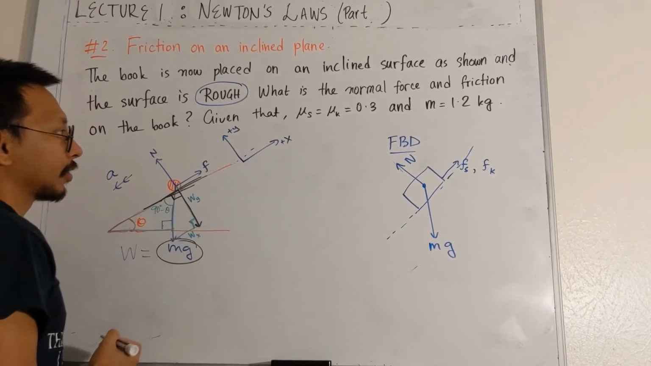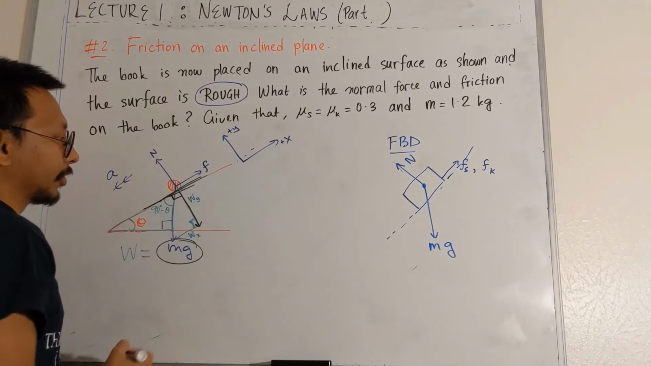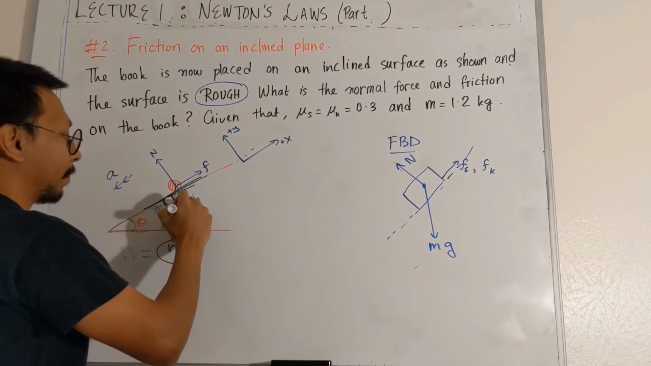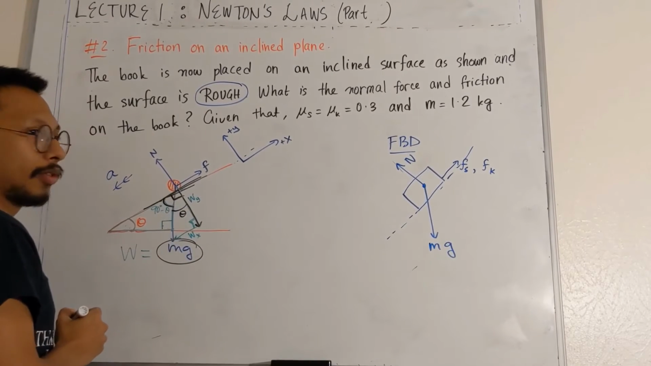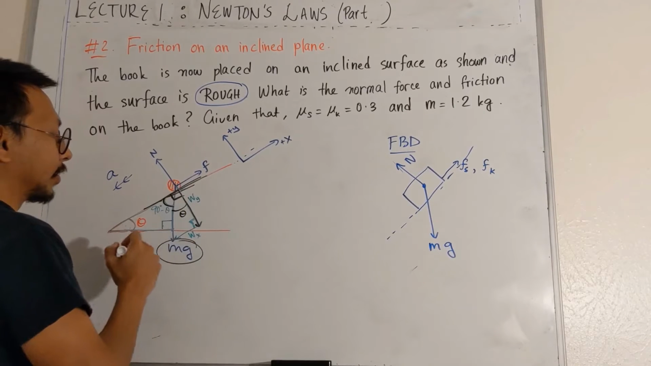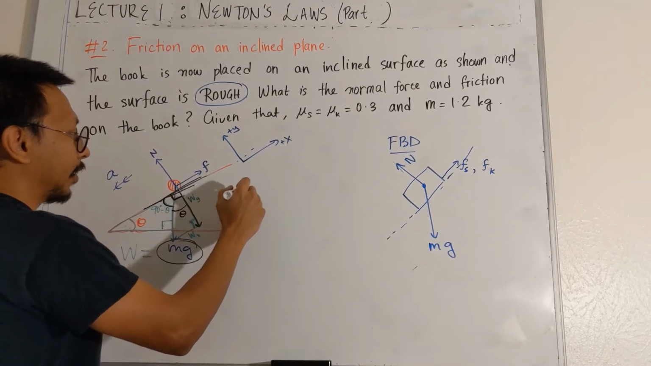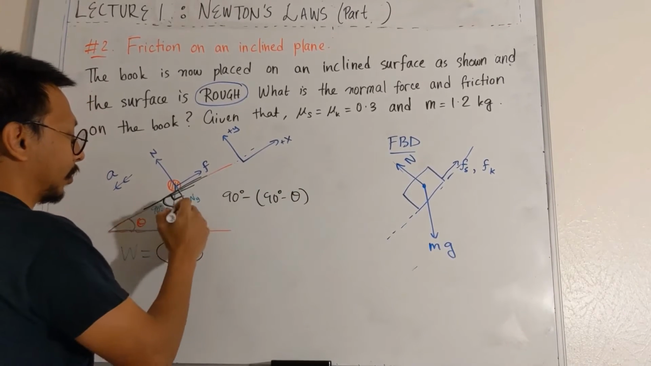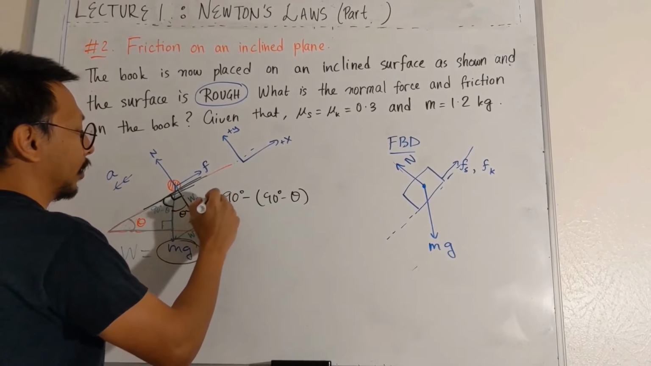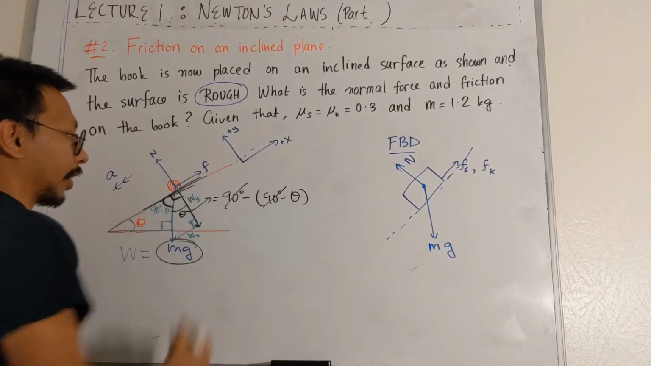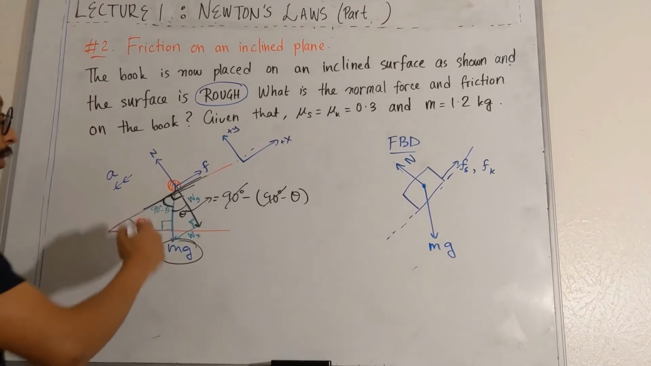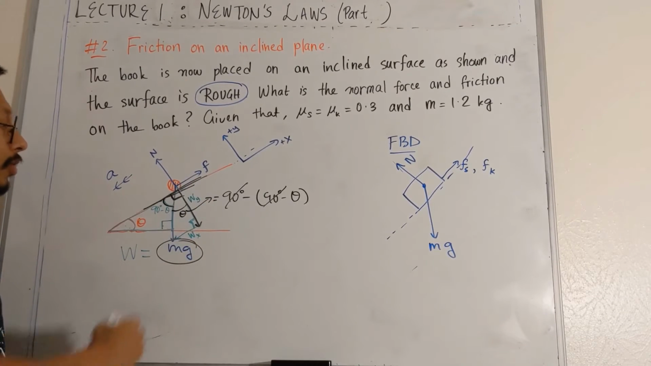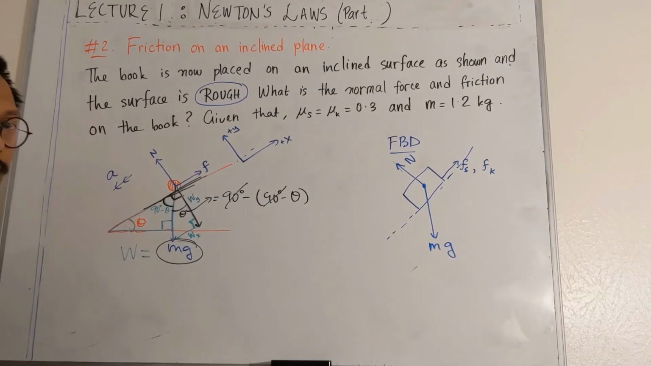Because the x and y axes are perpendicular to each other, if this whole angle is 90 degrees and this is 90 minus theta, then this angle is equal to theta, because 90 minus theta equals this angle, which gives me theta. This is how you determine the angle which you will use in the triangle with your components.